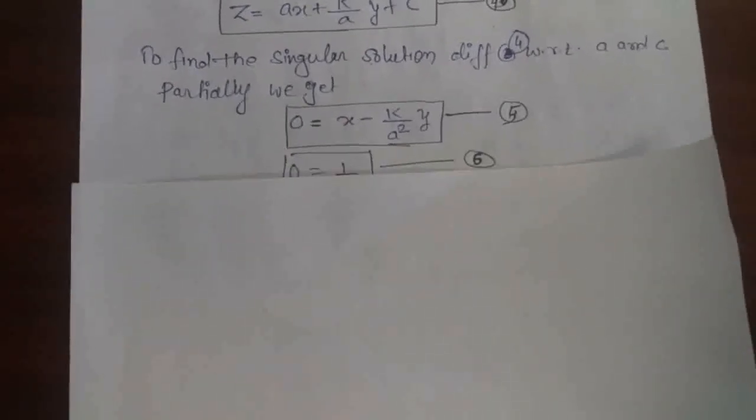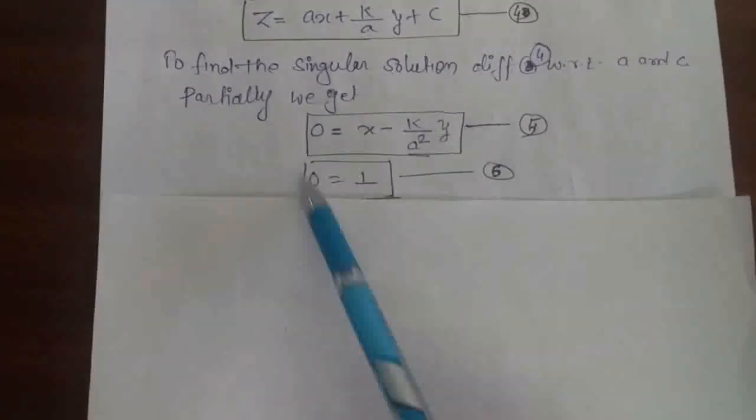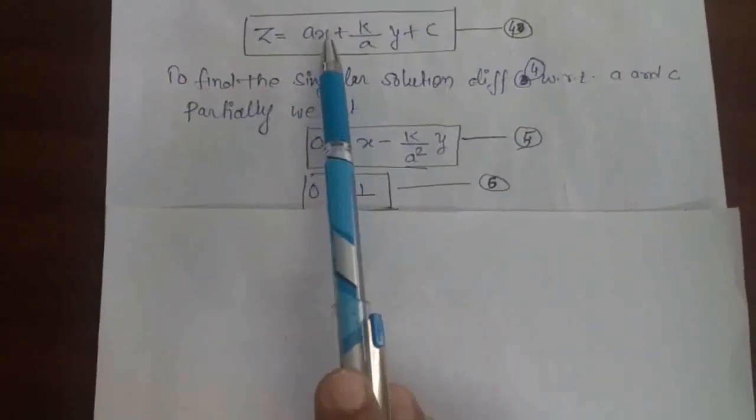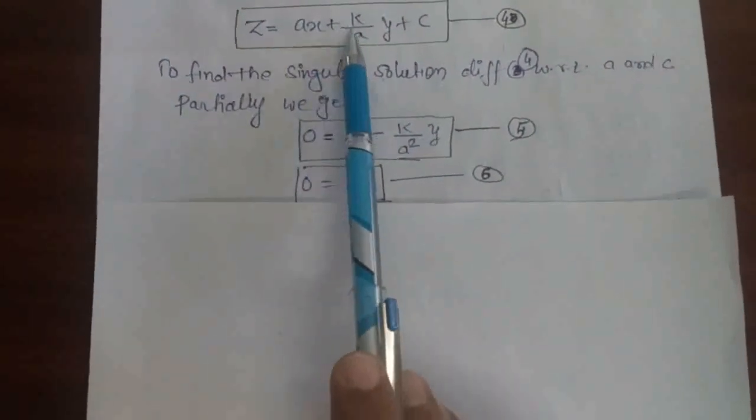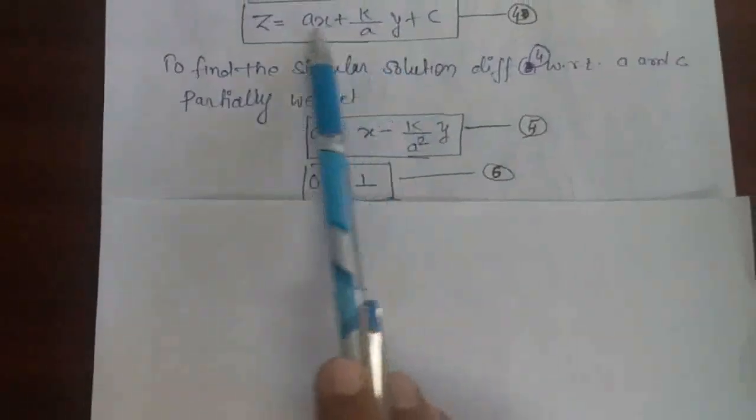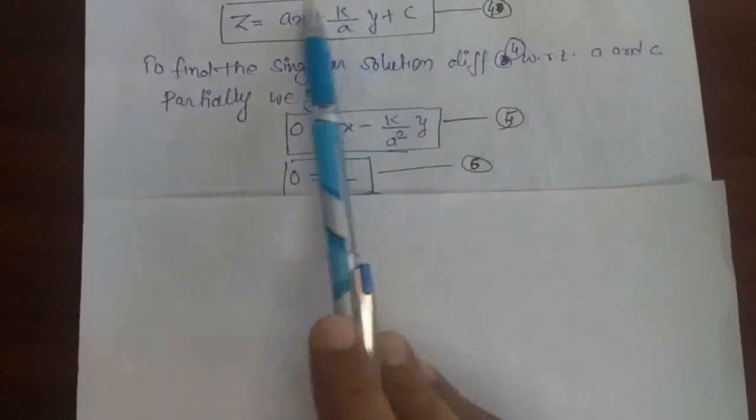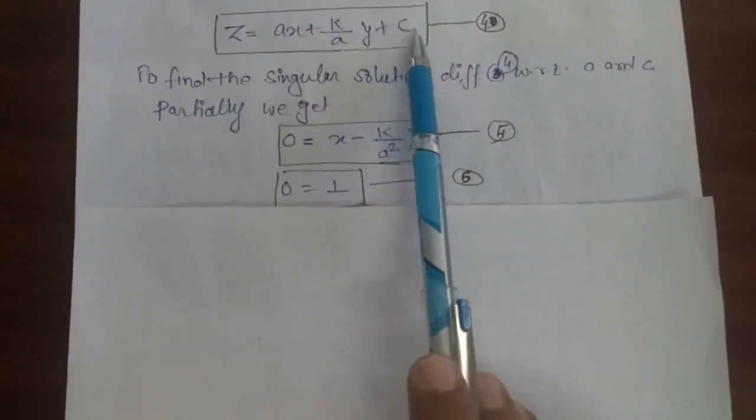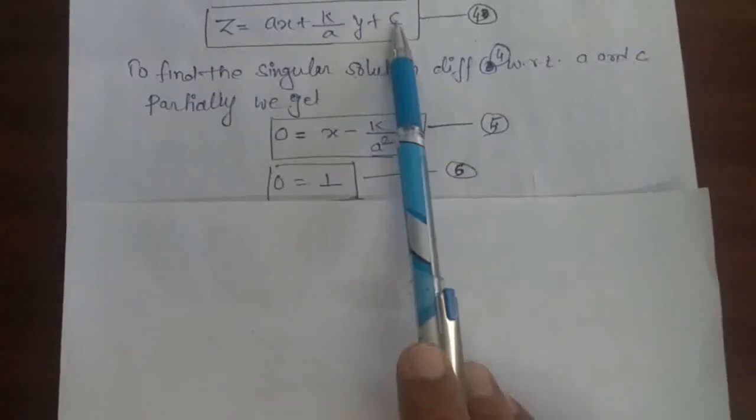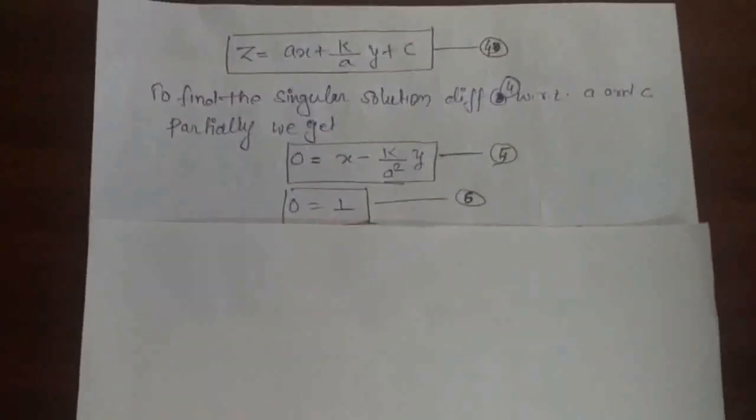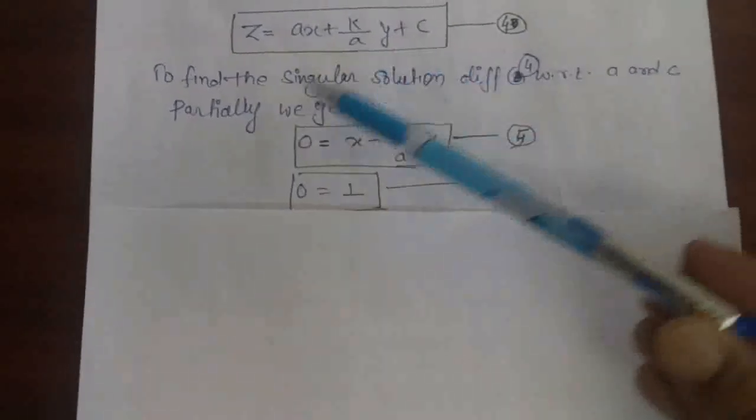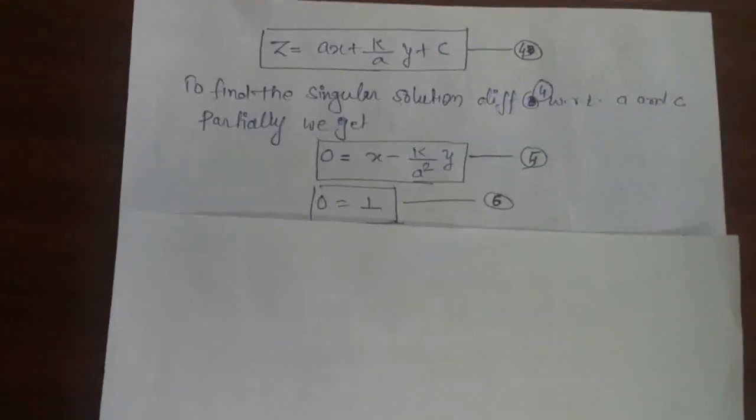And with respect to c, the partial derivative of z with respect to c is 0, the partial derivative of ax plus k by ay, these all are constant with respect to c, so the partial derivatives of these are 0, plus c, the partial derivative of c with respect to c is 1, so we get 0 equal to 1. Now eliminating a and c between 4, 5 and 6, we get the singular integral.